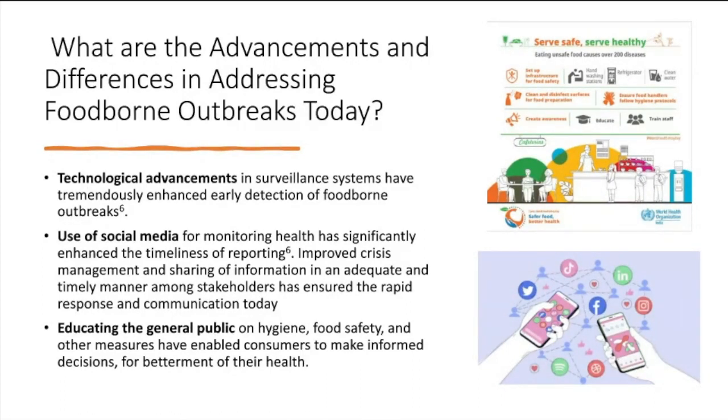Improved crisis management and sharing of information in an adequate and timely manner among stakeholders has ensured the rapid response and communication today. For instance, during the COVID-19 outbreak, public health agencies collaborated with organizations to further collaborate with laboratories for early reporting, further establishing strict guidelines on monitoring and reporting of COVID-19 cases to better track the spread of the virus. Thus, public health efforts to educate the general public on hygiene, food safety, and other measures have enabled consumers to make informed decisions for betterment of their health.